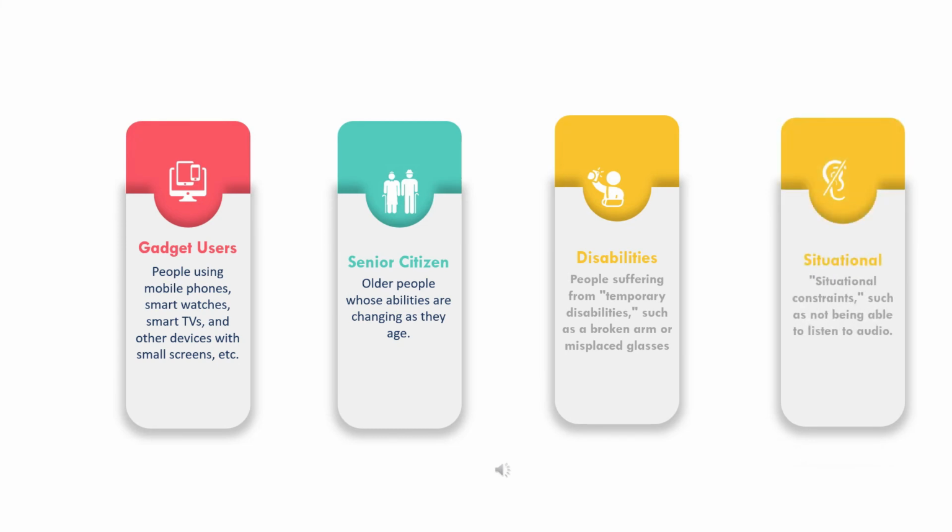Gadget users. People using mobile phones, smart watches, smart TVs, and other devices with small screens, etc. Senior citizens, older people whose abilities are changing as they age. Disabilities, people suffering from temporary disabilities, such as a broken arm or misplaced glasses. Situational constraints, such as not being able to listen to audio.